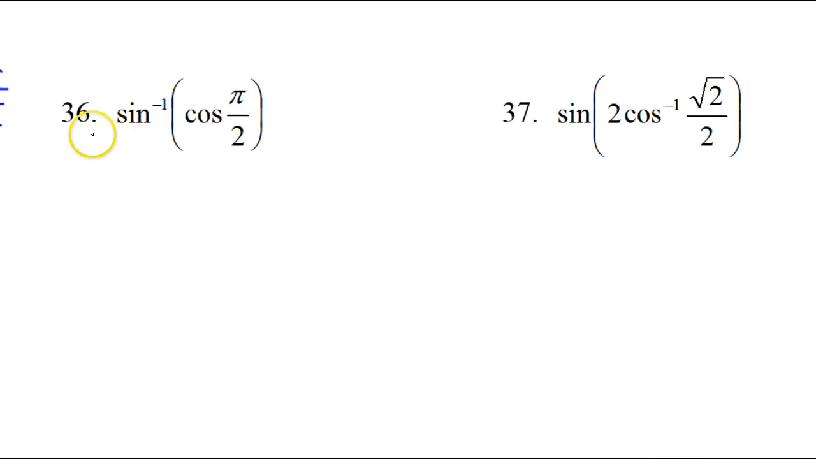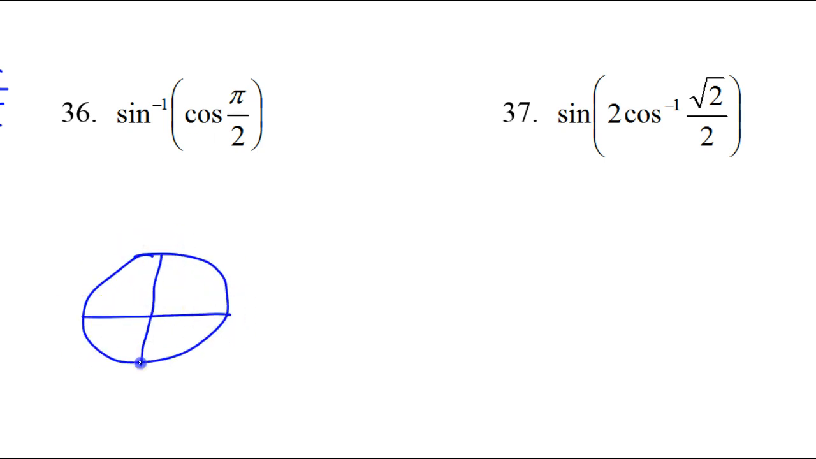All right. Now, number 36. The cosine of pi over 2. Well, we haven't exactly memorized that. Pi over 2 is the same thing as 90 degrees. Okay, so the coordinates of this point are 0, 1. Cosine is the x value on the unit circle. So that means the cosine of pi over 2 is 0.